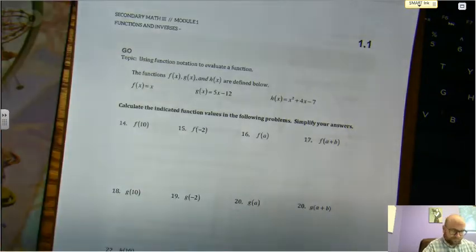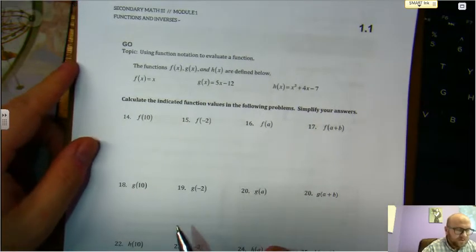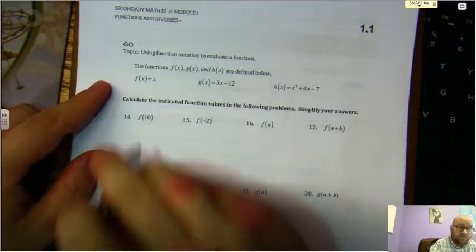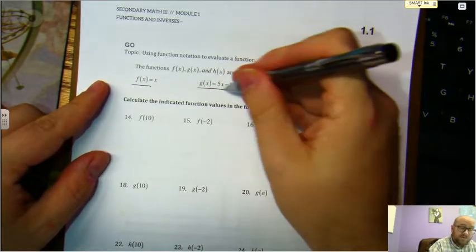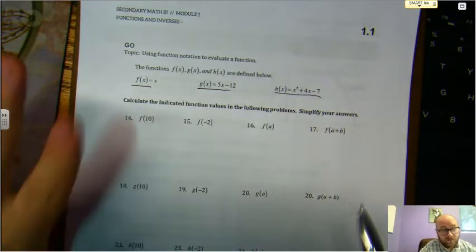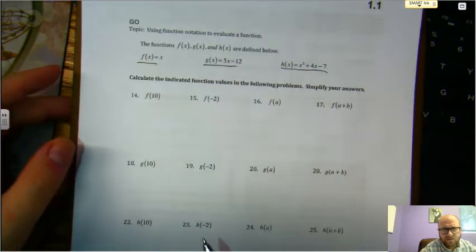Finally, we have our go section. And what this is asking us to do is to use function notation to evaluate the function. So we're given 3 functions. We're given f of x, we're given g of x, and we're given h of x. And so what it's going to do is it's going to give us different values in 14 through 25 here, and we got to figure out exactly what that is.